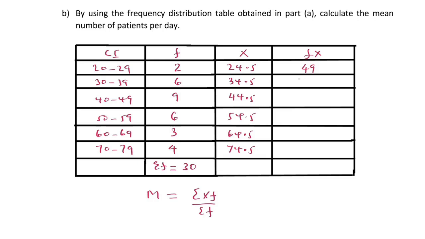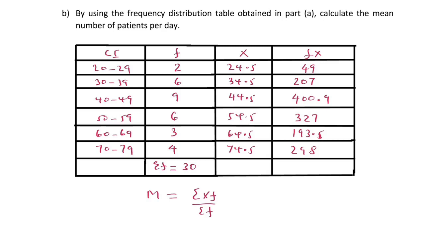Then the next is going to be 207. The next is going to be 400.9. The next is 327. The next is 193.5. And the last one is 298.